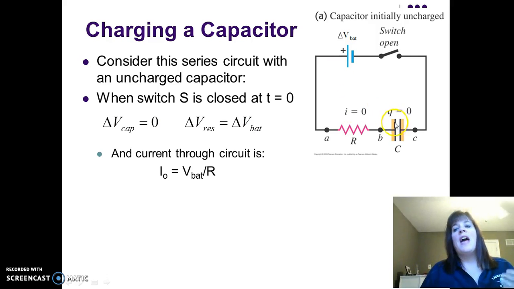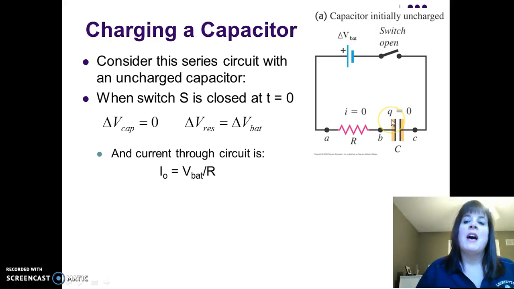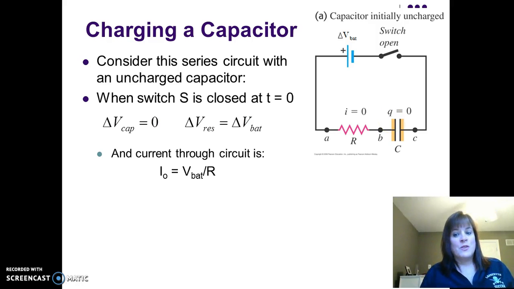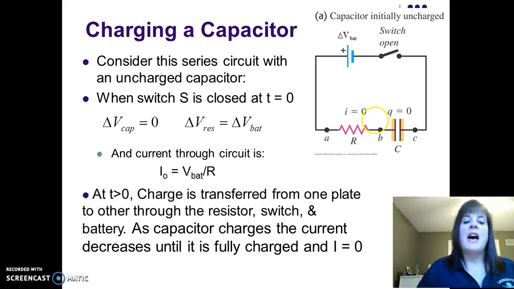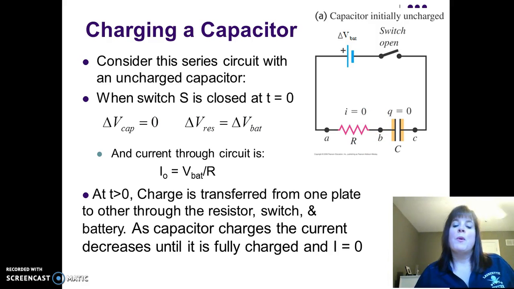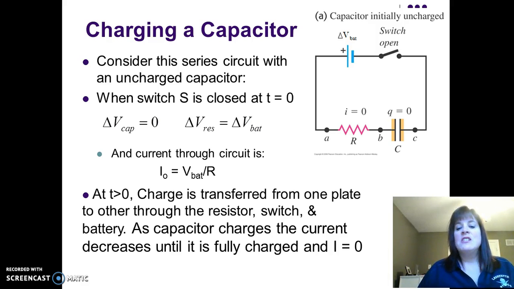The thing is, though, as charge begins to build up on the plates, the current begins to decrease through the circuit. So as time goes by, charge transfers from one plate to the other through that resistor, the switch, and the battery. And as it charges, the current will decrease until our capacitor becomes fully charged. When this happens, the current goes to 0.